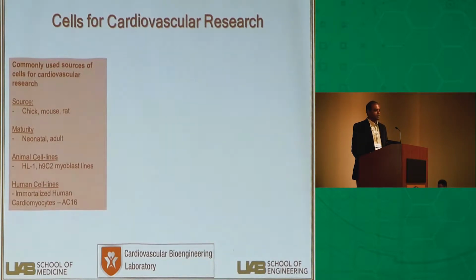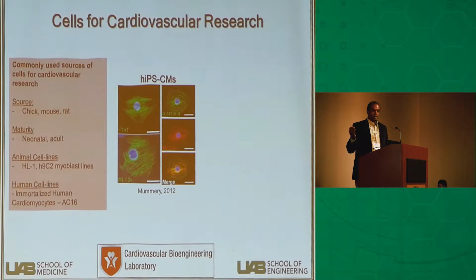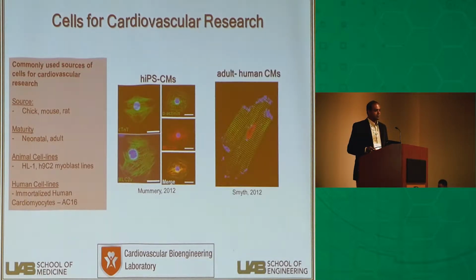It wasn't until discovery of methods to generate induced pluripotent stem cells and then differentiate these stem cells into cardiomyocytes that we have a renewable source of human cardiomyocytes. So these are human iPS cardiomyocytes, but these again, with regards to their maturation status, are still an embryonic or neonatal phenotype. They are very different from an adult cardiomyocyte.